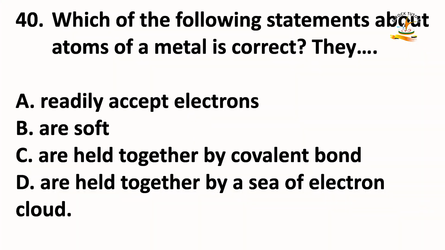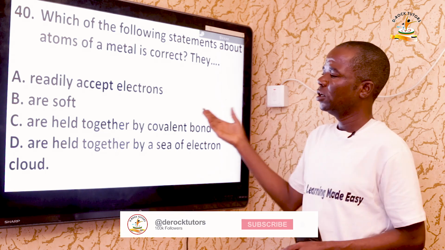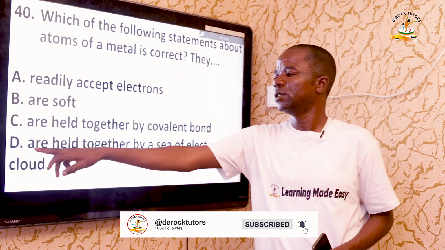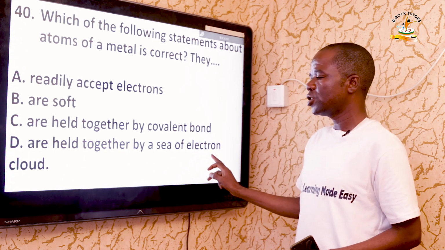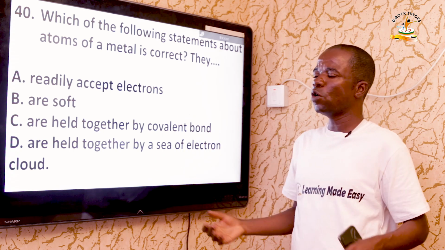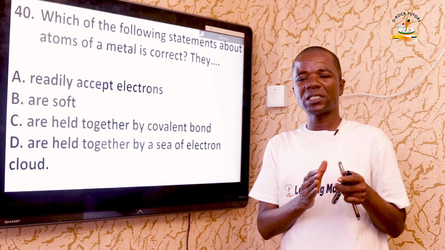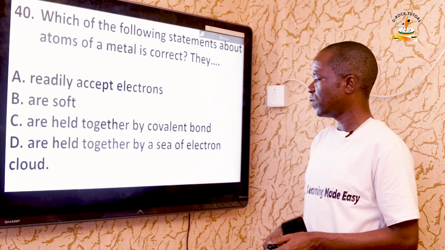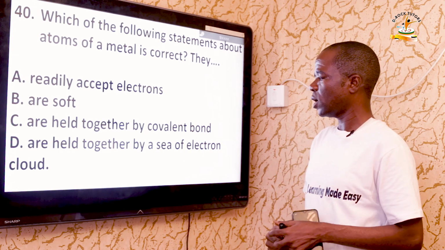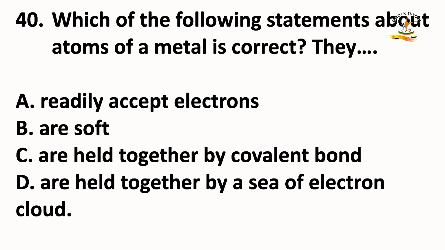Which of the following statements about atoms of a metal is correct? If you look at all the options, the correct answer is D. They are held together by a sea of electron cloud. As a matter of fact, we know the type of bond that is present in metal, we refer to it as metallic bond. And what forms metallic bond? Metallic bond is formed by the force of attraction between the nuclei of the metals and the sea of electrons surrounding them. So the correct answer here is option D.